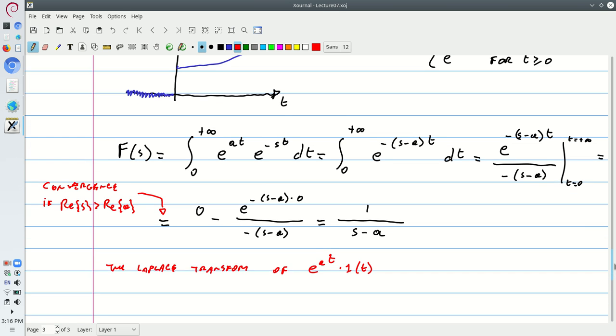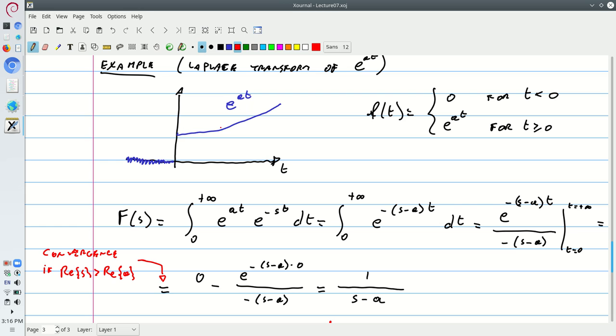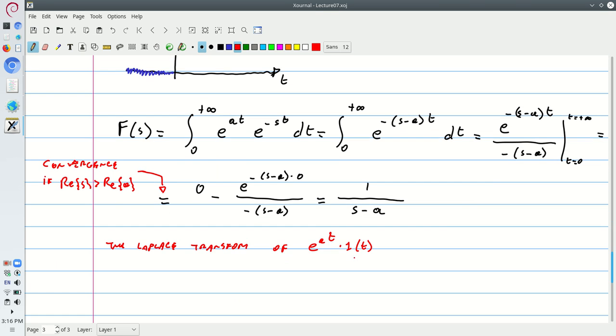I want to be precise, at least when I'm introducing this. I don't like to write this as exponential of at. I want to specify that it is 0 before time equal to 0. So I multiply this by 1 of t, that is the unitary step. So the Laplace transform of exponential of at is 1 divided by s minus a. Doesn't matter if a has a real part that is negative or that is positive, so long as the real part of s is larger than the real part of a, we are absolutely fine in terms of convergence.